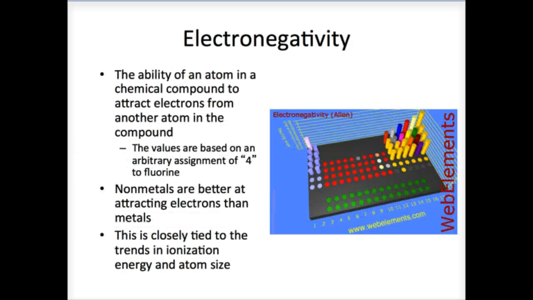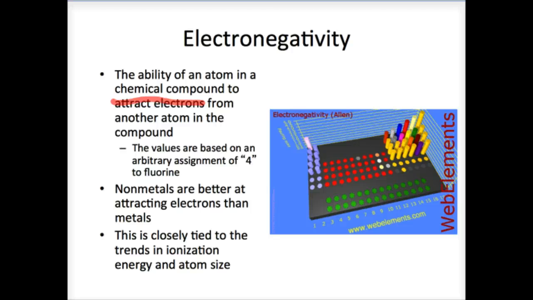And the last property we're going to talk about is electronegativity. Electronegativity is simply the likelihood of an atom to attract electrons. Is it going to take electrons when it's in a compound? Nonmetals have higher electronegativities than metals. And again, this is reflected in the ionization energy and the atomic radius. So we see how all of these trends are linked together.